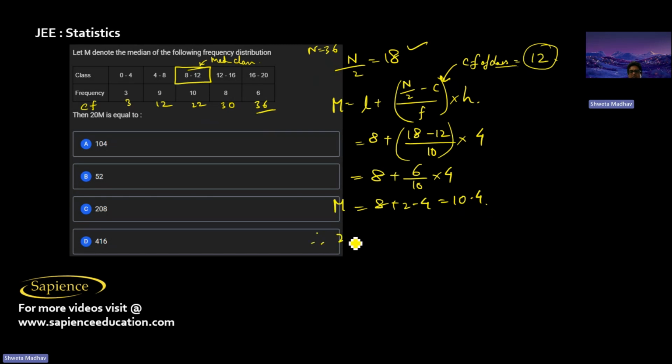Now we have to find the value of 20M. So 20M is 20 into 10.4. So that is 2 into 104, that is equal to 208. So option C is the correct answer.